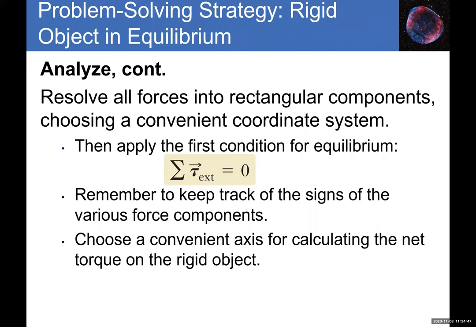And then you have three equations. Net force in the x direction equals zero, net force in the y direction equals zero, and net external torque equals zero. And keep track of the direction of the forces and torques, positive and negative, in order to get the correct answer.